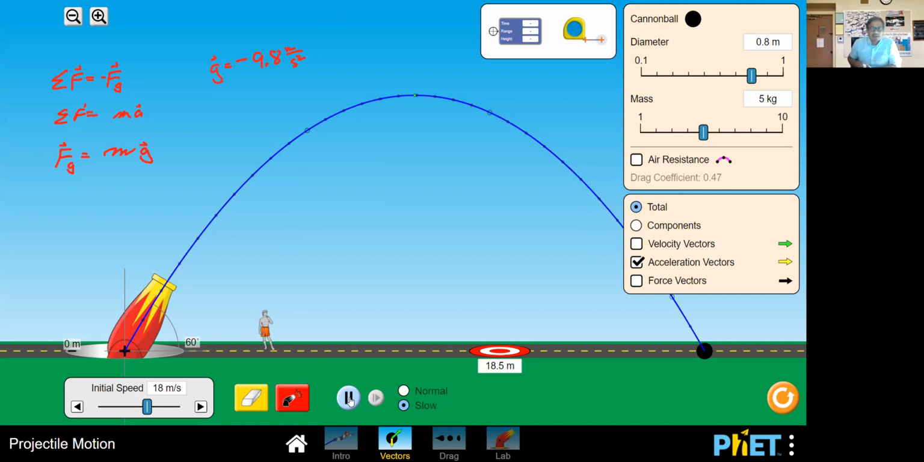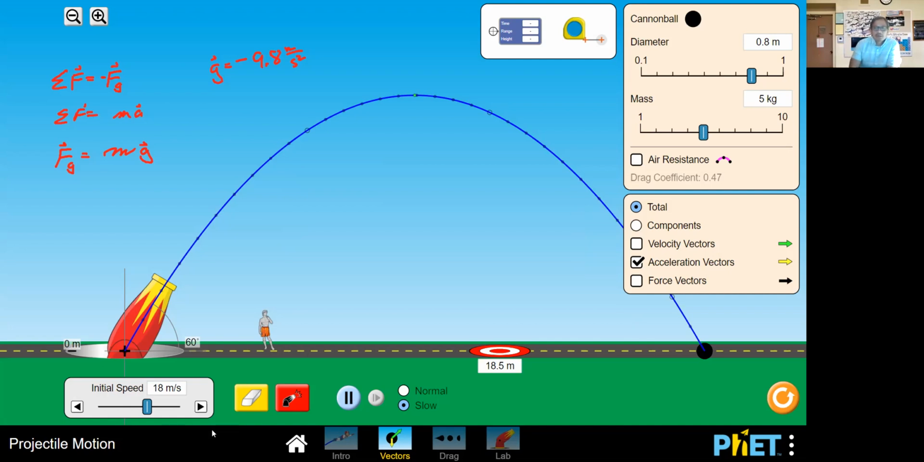Okay. All right. So that's what I want to make sure you understand, that when we work through these problems, the only acceleration is going to be along the vertical, and that acceleration is going to be negative 9.8 meters per second squared, because the only force acting on this object is going to be the gravitational force.